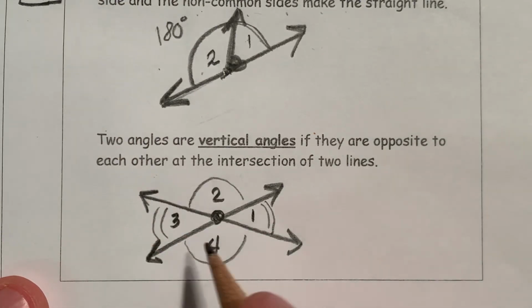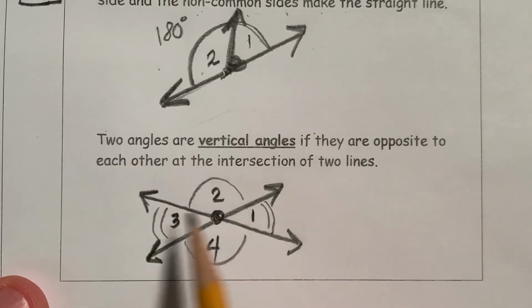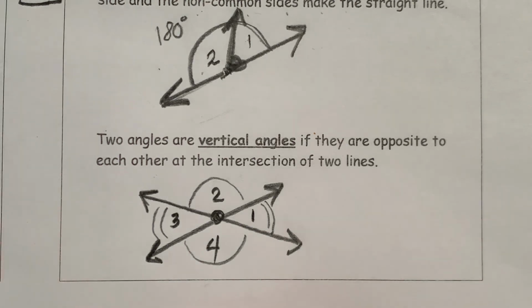And what do we need to remember? That they are vertical, right? That's the name that they have. And they are always congruent. They always measure the same. I'm sorry, they measure the same. My bad, it's too early.